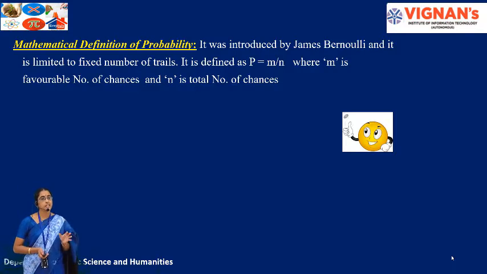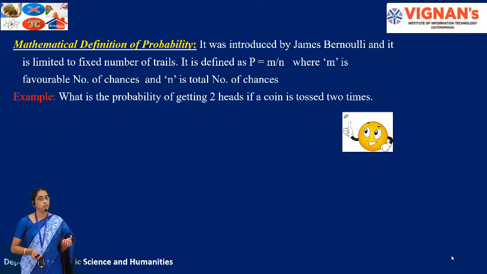But this mathematical definition of probability is applicable only when we have a fixed number of trials. That means when we are tossing the coin for 5 times or 10 times, and when we are rolling a die for 5 times or 6 times. But when the tossing of a coin is repeated for 15 times, 20 times or 25 times, it is highly impossible for us to calculate the happening of the event. It may take a long time, right?